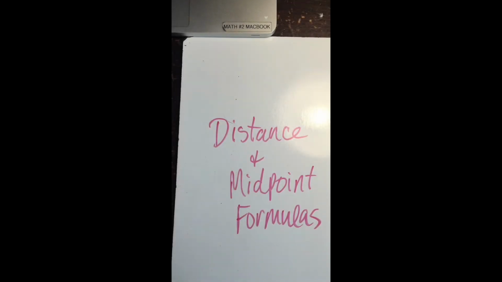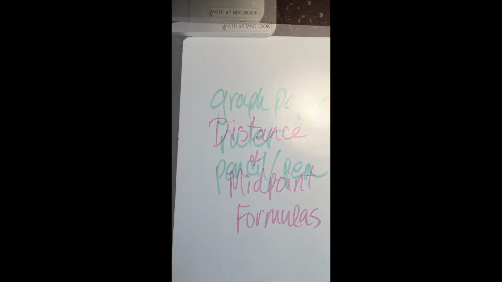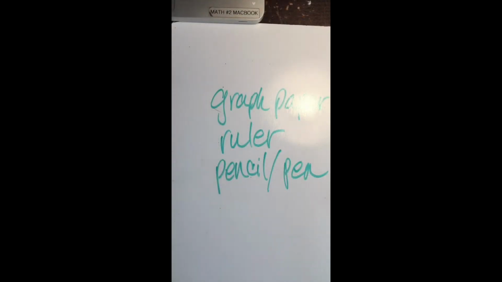So today we're going to be looking at the distance and midpoint formulas. The supplies that you're going to need are graph paper, a few pages, a ruler or some kind of straight edge, and pencil and/or pen.